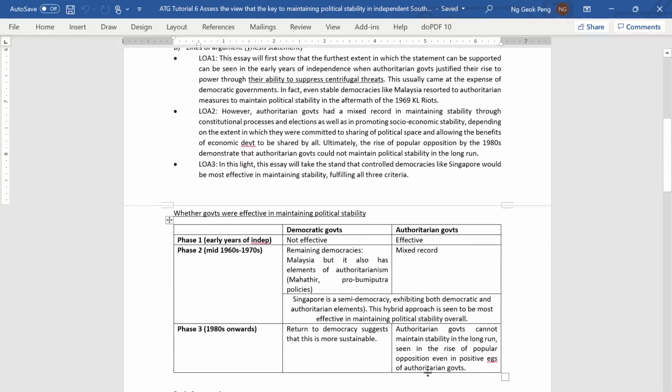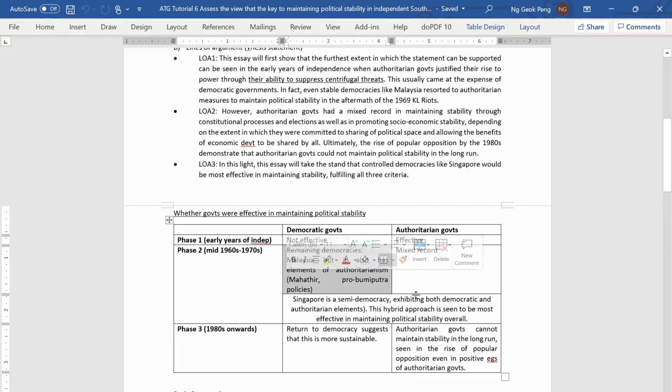In case some of you are still not very sure, I've created this table. Hopefully it will be a little bit clearer for you. So just take a look at it to see, at different stages, these two types of government have varying extent of effectiveness. Phase 1, which is the earliest stage of independence: not effective, effective.